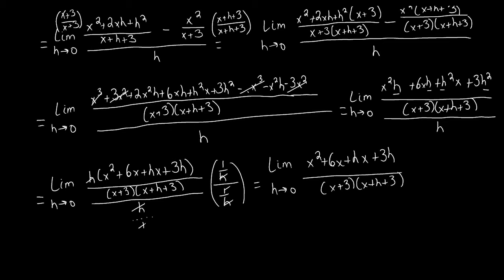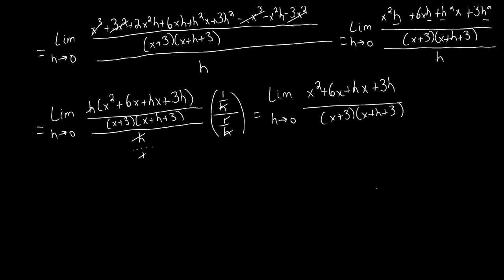So now that I've gotten to this step, I really don't see anything else that I can do to simplify this function that we have. So what I'm going to do now is pass the limit and plug in 0 for h to see if I can evaluate to find my derivative, namely a function. Everywhere I see an h, I'm going to plug in a 0. So we have x squared plus 6x plus 0 times x plus 3 times 0. So we know 3 times 0 evaluates to 0, 0 times x evaluates to 0. So that worked out really nice. We're left with an x squared plus 6x up there.